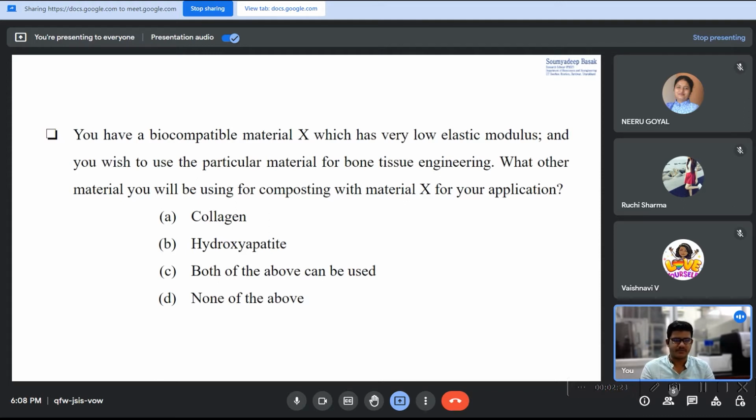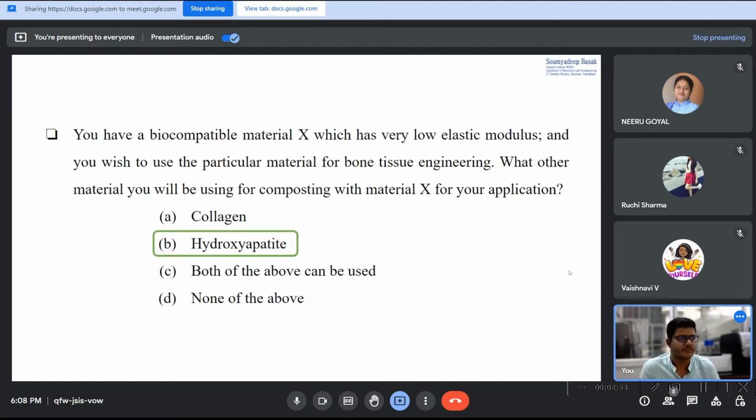What is the option? Try whatever the option. So it will be hydroxyapatite.